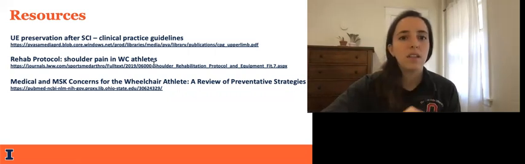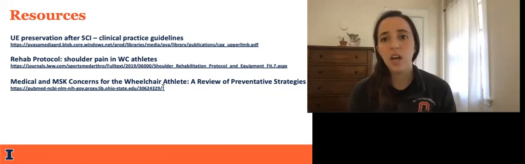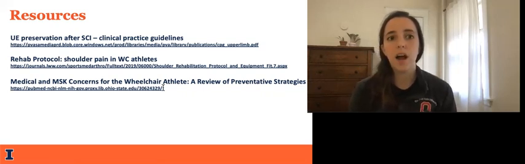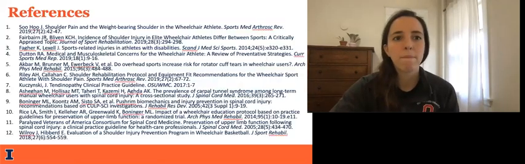And then this is also a good one, medical and musculoskeletal concerns for the wheelchair athlete. They give a holistic view, including autonomic dysreflexia and things like that, and UTI, a little bit more in depth than I did in those circumstances. So that's a good reference or resource as well. And then here are my references.